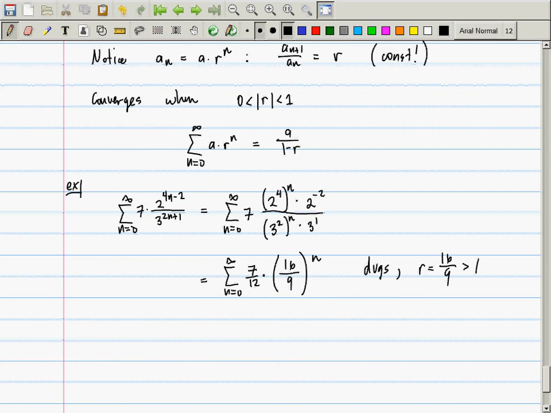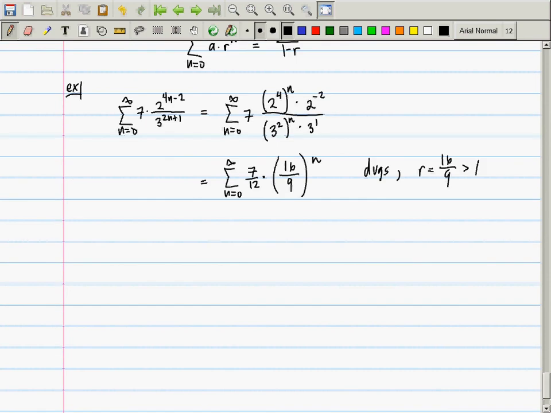So now I'd like to point something out. The question would be finished now, but I'd like to show you what would happen if you just tried to use the formula A over 1 minus R with this. You would get 7 twelfths over 1 minus 16 over 9. Now, 16 over 9 is greater than 1, so 1 minus 16 over 9 is something negative. The numerator is positive, so this ratio is negative.